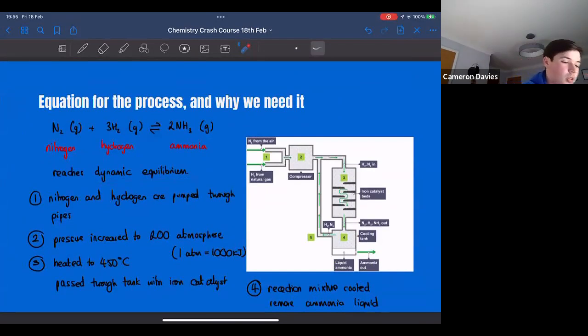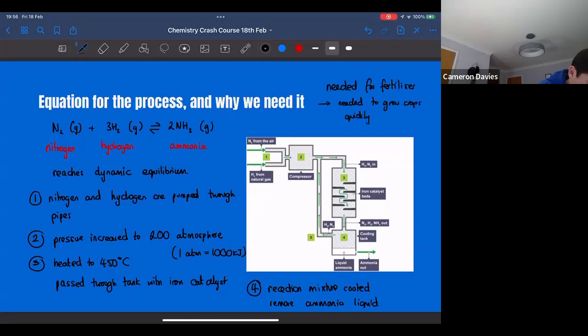The other thing which you need to know is what it's actually used for, which is often a question that comes up in most papers. So the Haber process is needed for fertilizer. So it makes fertilizer, which is needed to grow crops quickly, and for a higher yield.